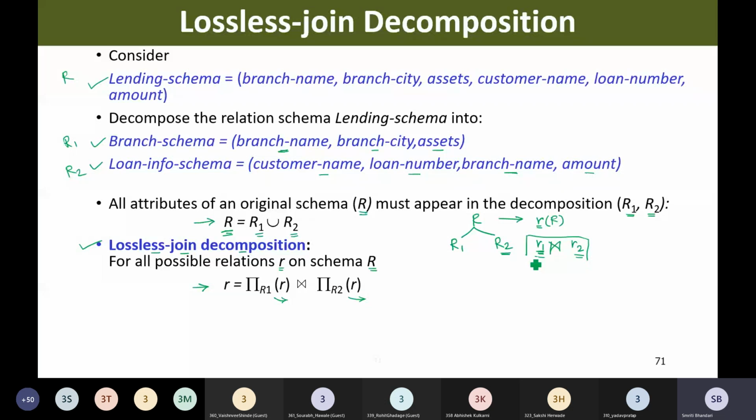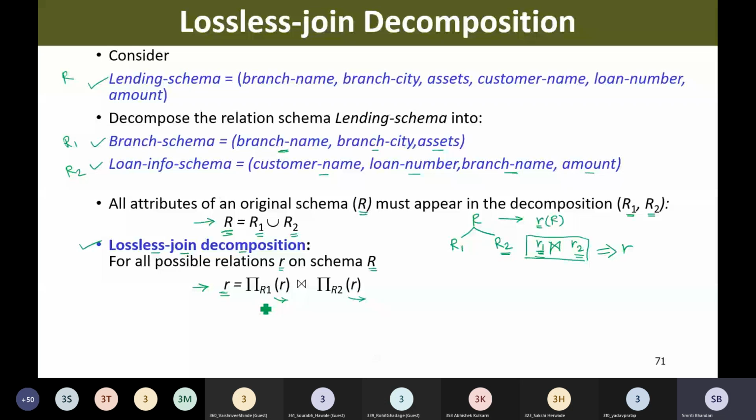So, decomposing relation r into two relations r1 and r2, and then taking the natural join of these two relations, will provide me exactly the same relation that I had earlier. And if this is the case, then we say that this is a lossless join decomposition.